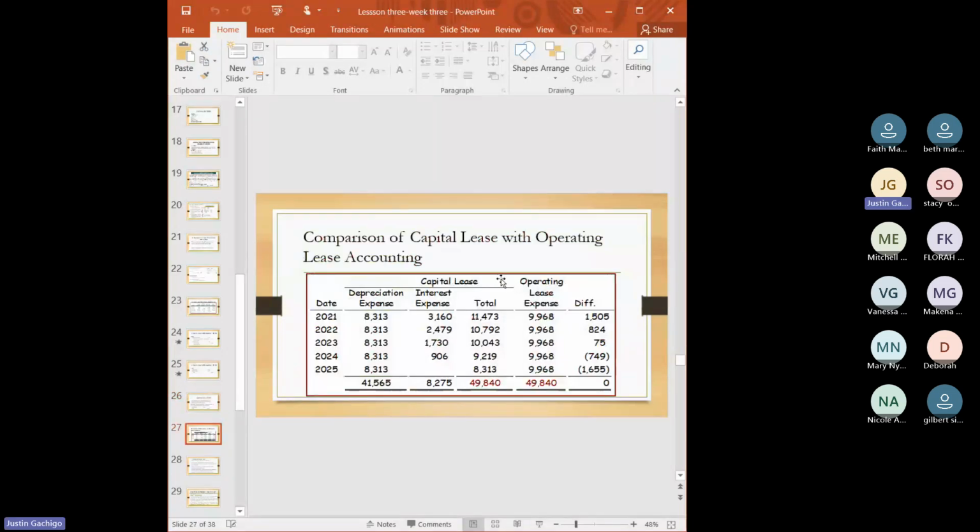And then, in terms of comparing the capital lease with the operating lease, you will appreciate that this is the capital lease, this is the operating lease. For the operating lease, you'll find that there will be no interest expense. As you can see in this case here, there will also be no depreciation expense. So no depreciation expense in the operating lease, no interest expense in the operating lease, and you can see the difference here. But at the end of the day, they are the same.